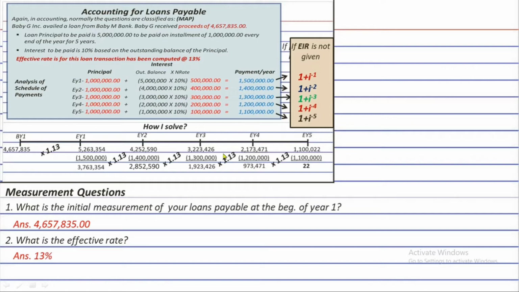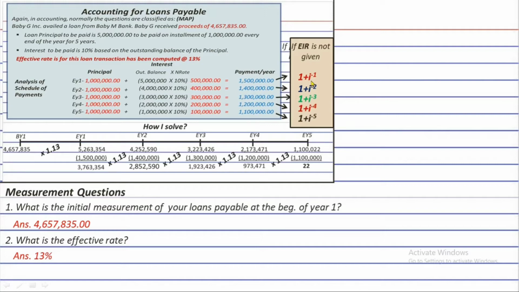Okay? But guys, I have a life hack. The life hack is if the question has multiple choices, just substitute the rates in the multiple choices in this 1 plus i raised to the power of negative n or any appropriate formula. It could be present value of 1 like this, or the ordinary annuity formula, or the annuity due formula. But since in this problem, we are dealing with multiple non-uniform payments, 1 plus i raised to the power of negative n is the appropriate formula that we should use.